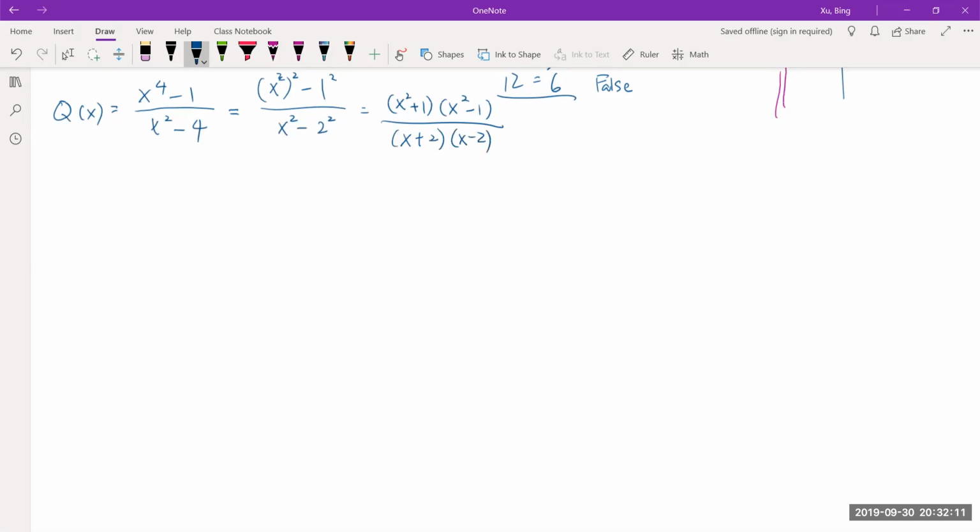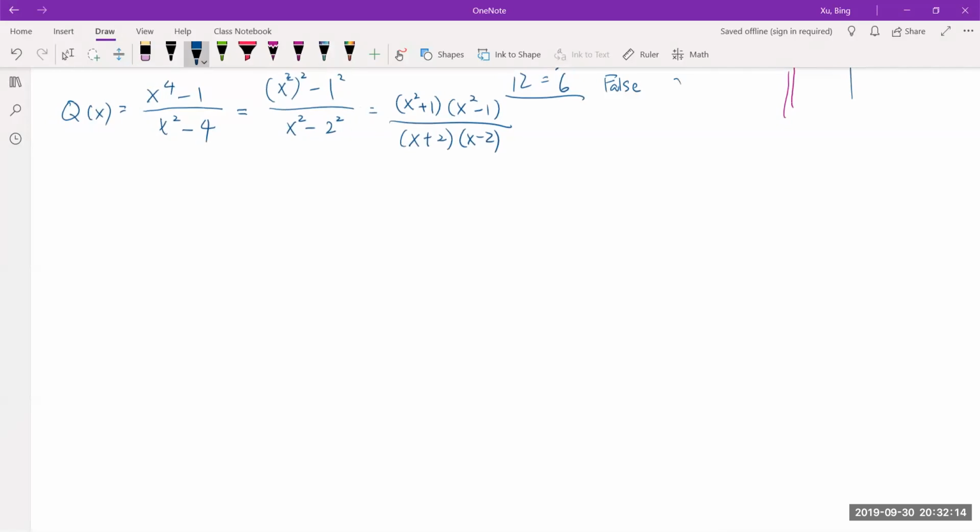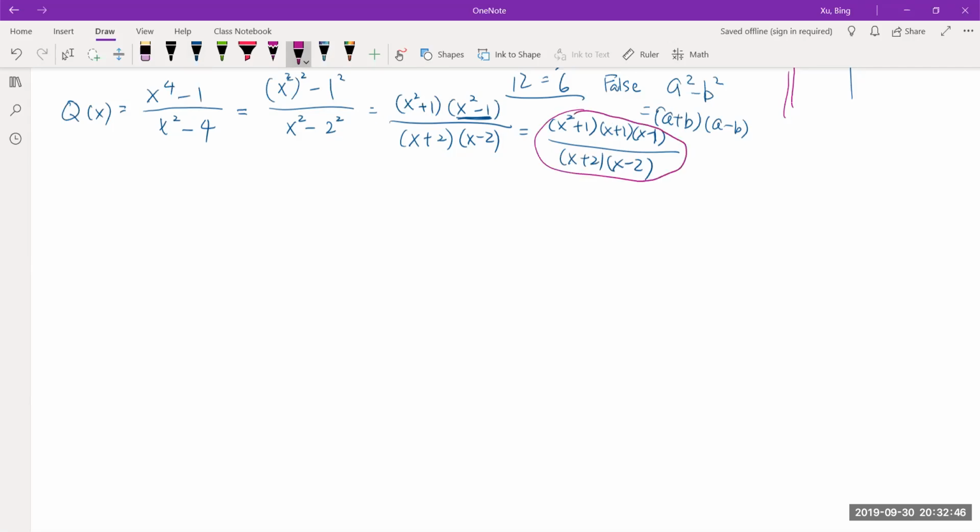Here I'm using the formula that a squared minus b squared is equal to a plus b times a minus b. Not done here. This part can still be factored as x plus 1 times x minus 1. So the total form will be x squared plus 1 times x plus 1 times x minus 1, over x plus 2 times x minus 2. This is the total factored form. Any questions on how I factored the top and the bottom?